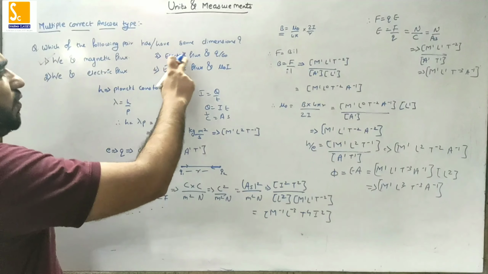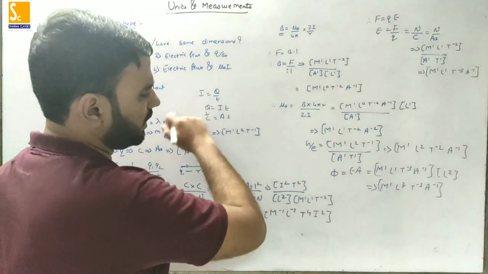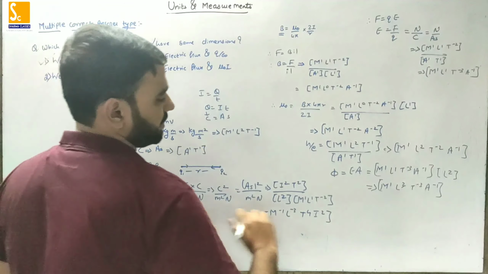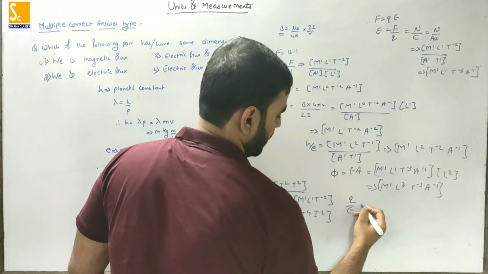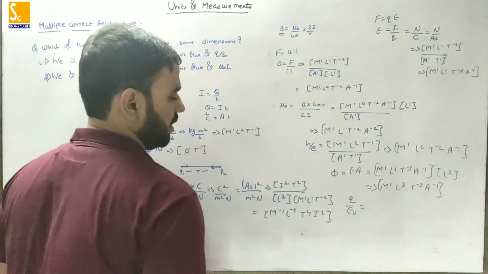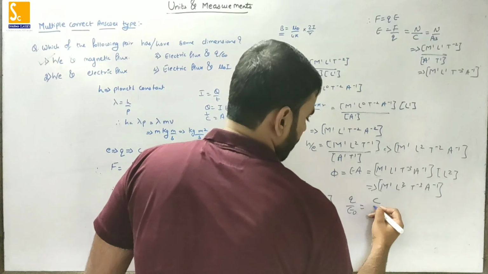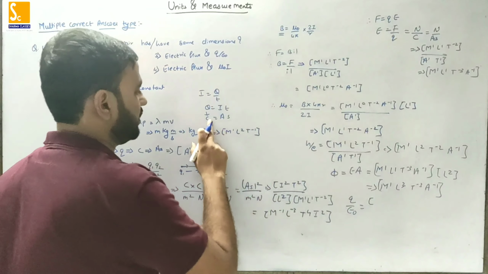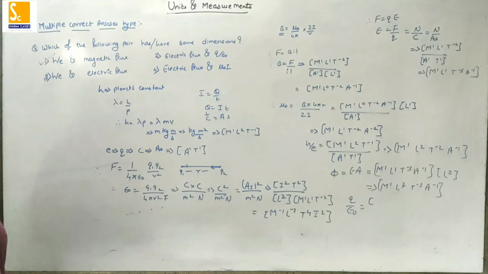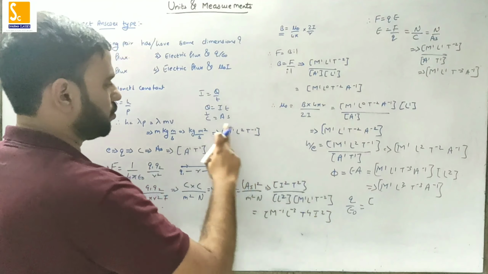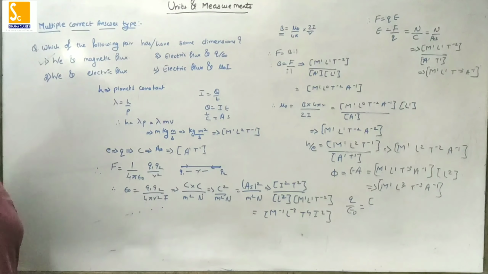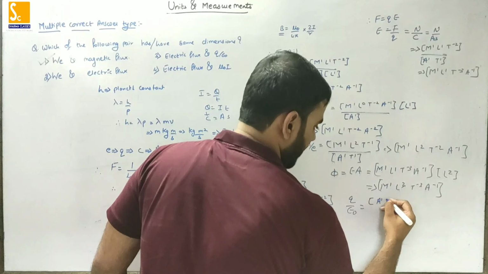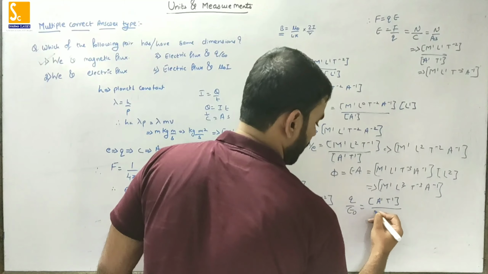Fine. Next we'll go for the third relation. We require the electric flux. Okay, we need this part. Next is Q by epsilon naught. SI unit of Q is Coulomb, and Coulomb can be written as ampere second. So I will write for ampere second A raised to 1 and T raised to 1.